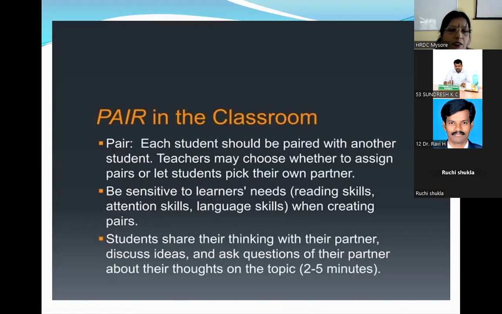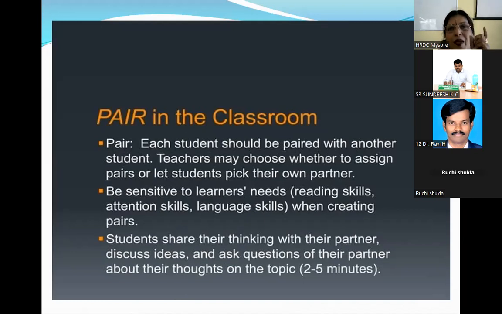find their own partners. Be sensitive to learners' needs. So it should be reading skills, attention skills, or language skills when creating pairs. So we know we have different types of students. Some are high achievers, some are average, some are mediocre, some are slow learners.